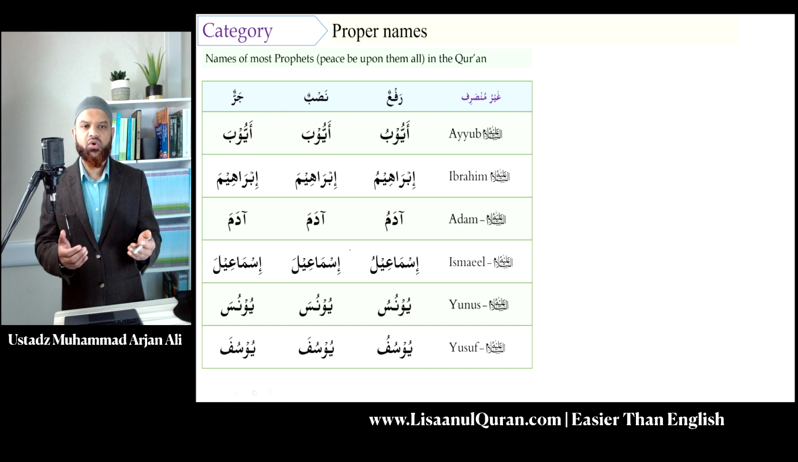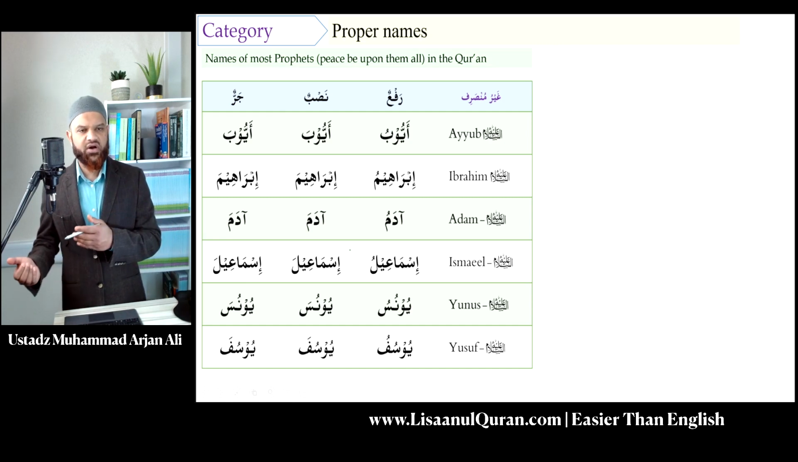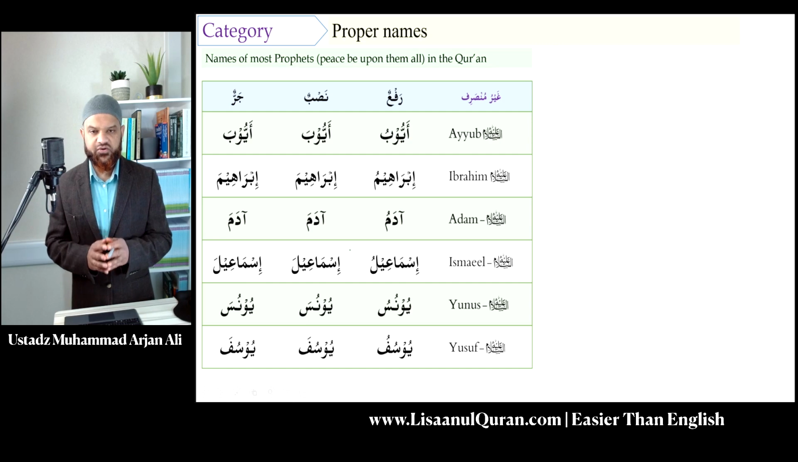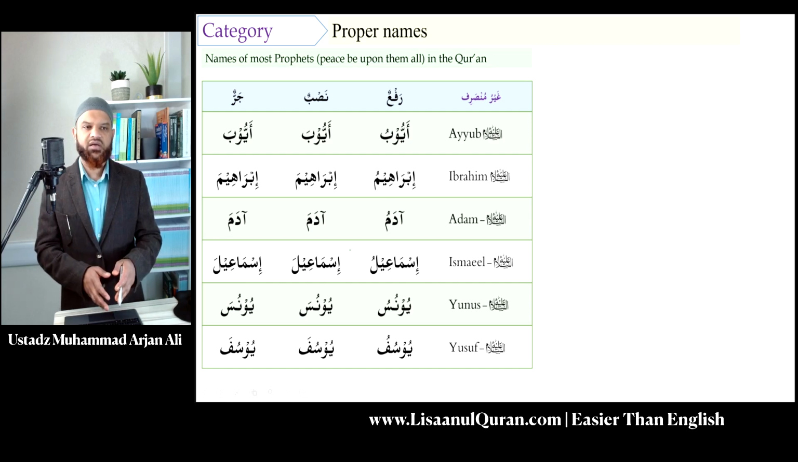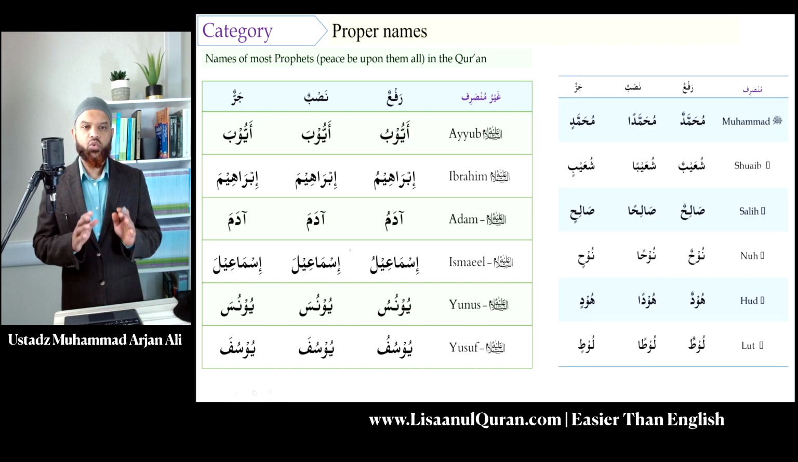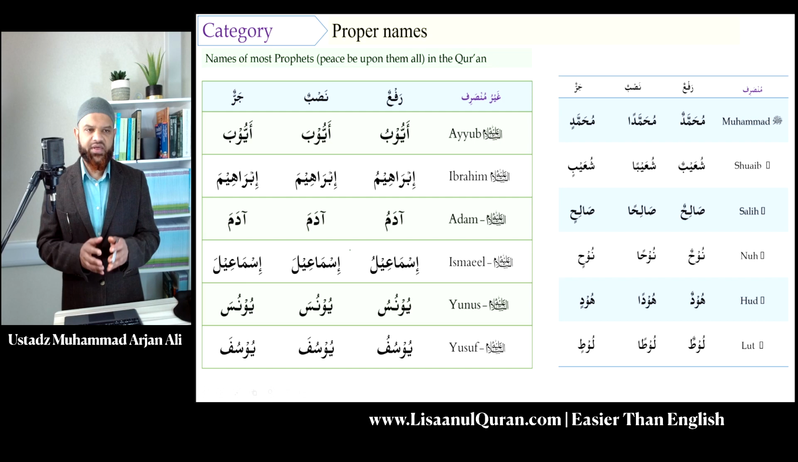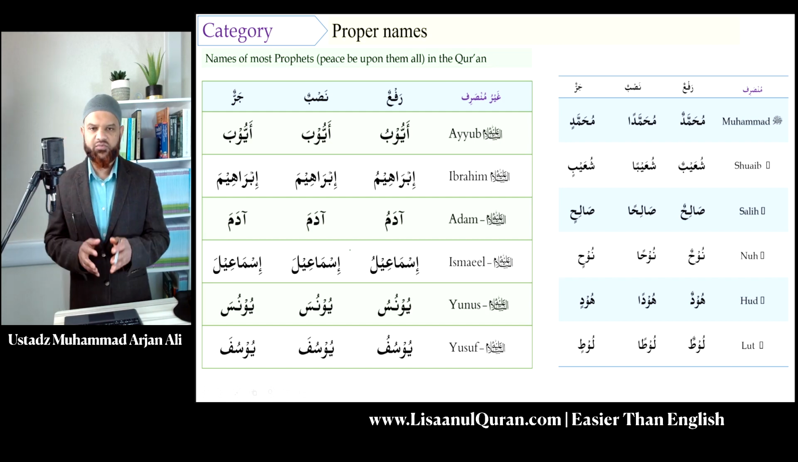Again, Ayyubu, Ayyuba, Ayyuba. Ibrahimu, Ibrahima, Ibrahima. Adamu, Adama, Adama, and so on. So majority of the prophets' names will be partly declining. Ghayru munsarif. There are 6 prophets whose names are fully declining, munsarif, and they are Muhammad, Shu'aib, Salih, Nuh, Hud, and Lut. May the peace and blessings of Allah be upon all the prophets of Allah.